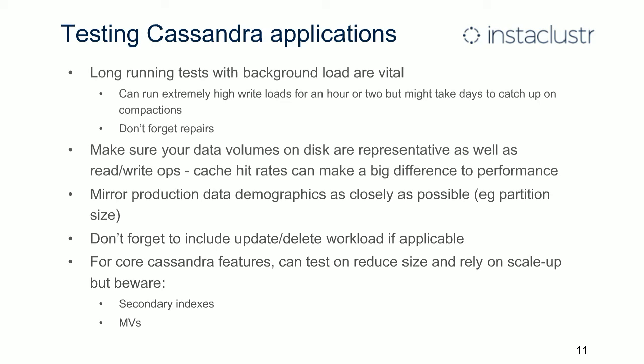But there are some features that you want to be wary of if you're relying on that scale up. Secondary indexes is definitely one. It's very easy to construct and use secondary indexes in a way that defeats Cassandra's scalability. Materialized views, in theory, don't have that issue, but being relatively new, I'd still be pretty wary if I was using materialized views and relying on scaling up. I'd want to test those pretty close to my production scale.